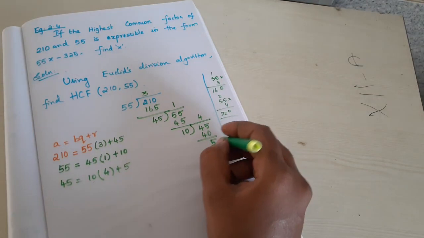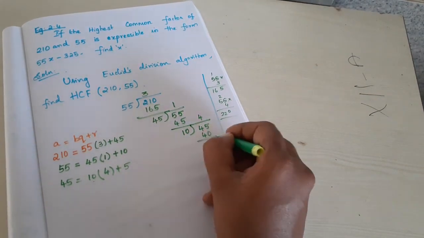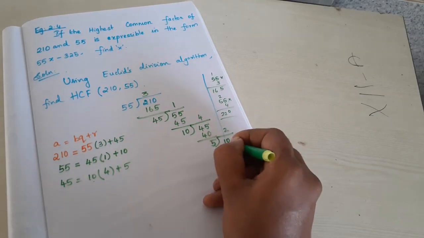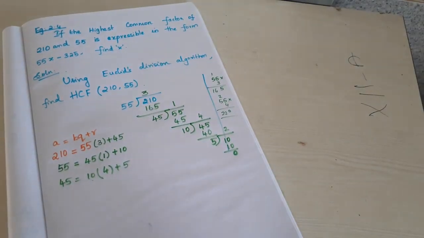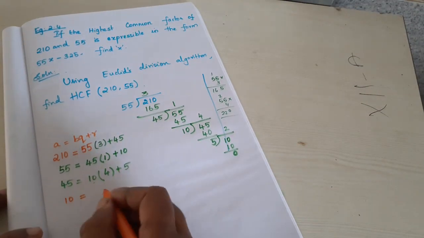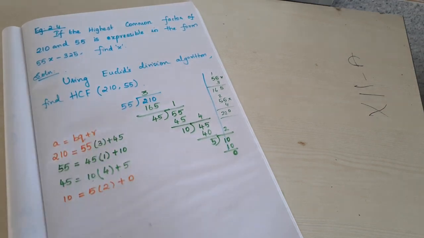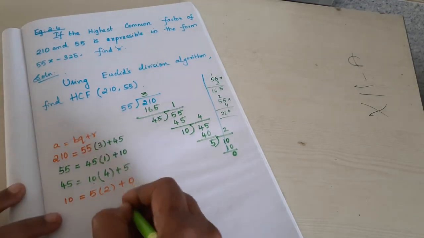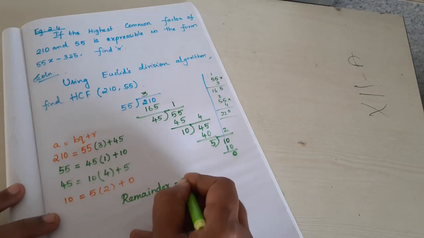And this step is not over. The remainder is not getting 0, so again we need to do it. This number will come here. So 5 2s are 10, and now we are getting the answer 0. So what is the last step? Inside value 10, outside value 5, into 2 plus 0. At this stage we are getting the remainder equal to 0.